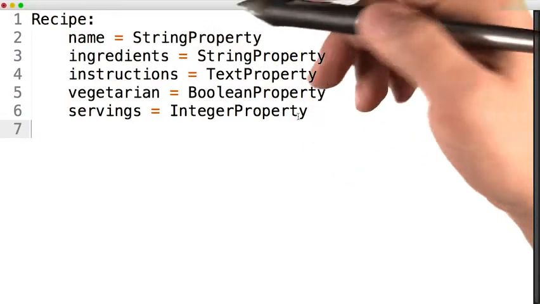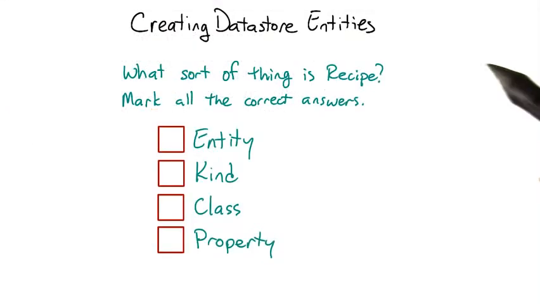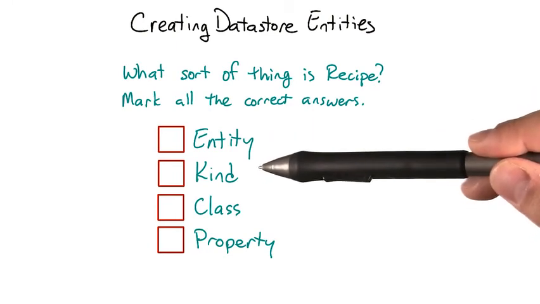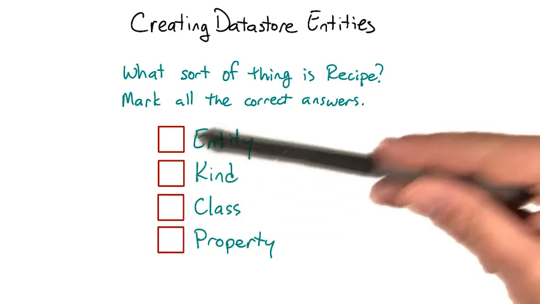So if name and ingredients and instructions and so forth are properties, what is a recipe then? Let's go back and revisit what you learned from Magnus with a short quiz. What sort of a thing is recipe? Is it a data store entity, or maybe a kind, or is it an object-oriented class, or a property? Select any of these that might apply.